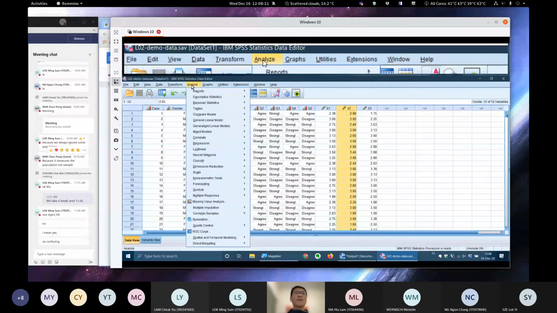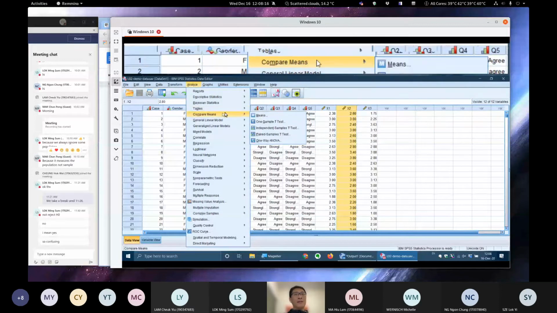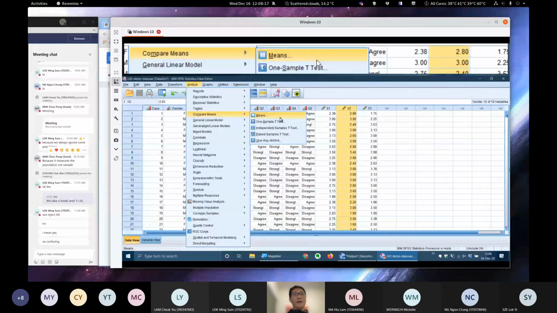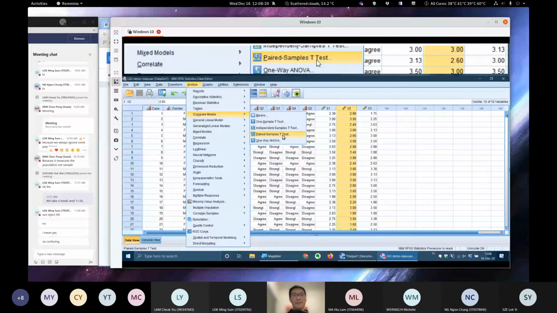Now, let's do it. We go to Analyze, Compare Means, but this time we go to the paired samples t-test.